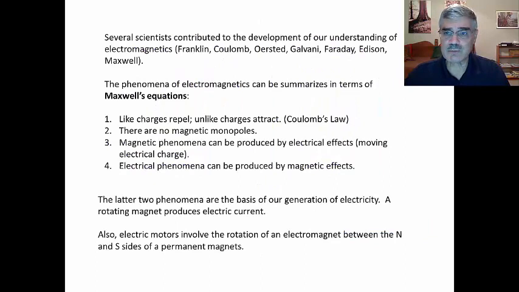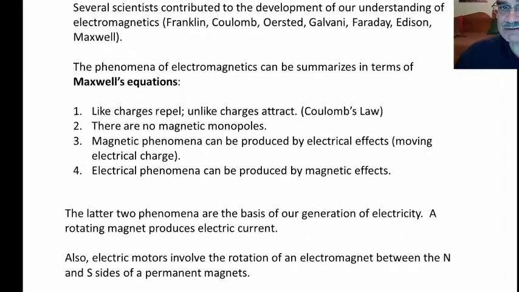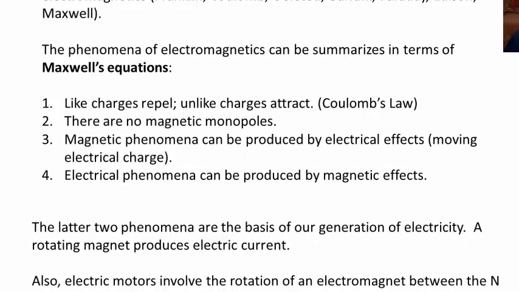Now this slide is very wordy, but it has a lot of information. Several scientists contributed to the development of our understanding of electromagnetics: Franklin, Coulomb, Oersted, Galvani, Faraday, Edison, Maxwell, and probably we can name some more. The phenomena of electromagnetics can be summarized in terms of what is called Maxwell's equations, of which there are four. One, like charges repel and unlike charges attract. That can also be called Coulomb's law.